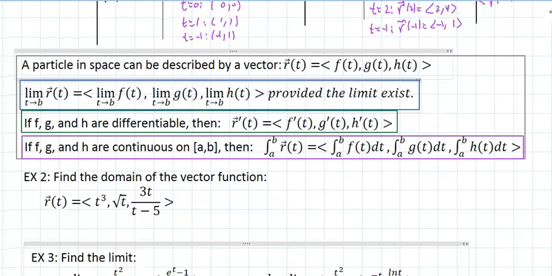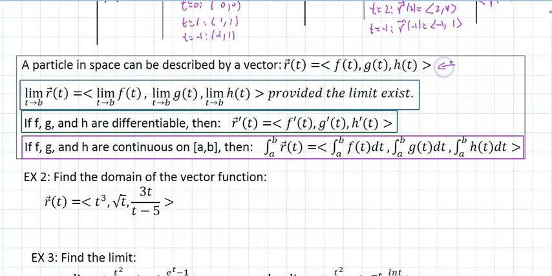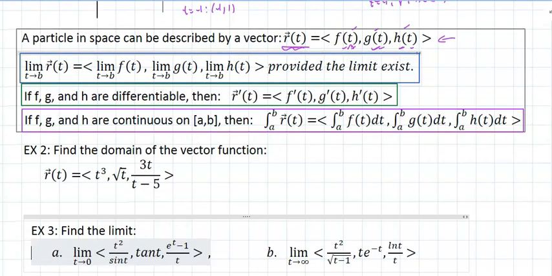If you want to take the limit as t approaches b of this vector, well, that's simple. Take the limit of the components, provided the limit exists. If those components f, g, and h are differentiable, then taking a derivative of r is simply taking the derivative of the components, and if f, g, and h are continuous on the interval from a to b, then when you integrate this vector, you simply integrate each of those components. And that's pretty much it. So let's talk about a few examples.